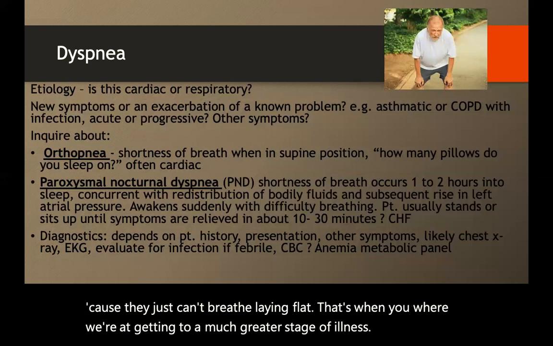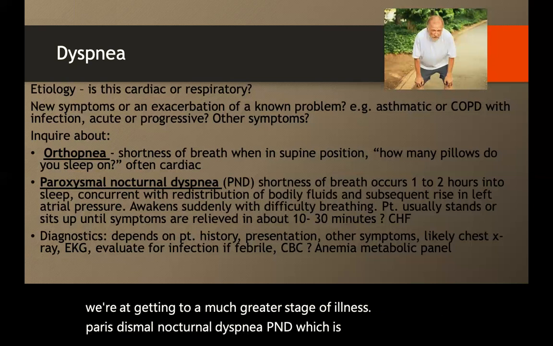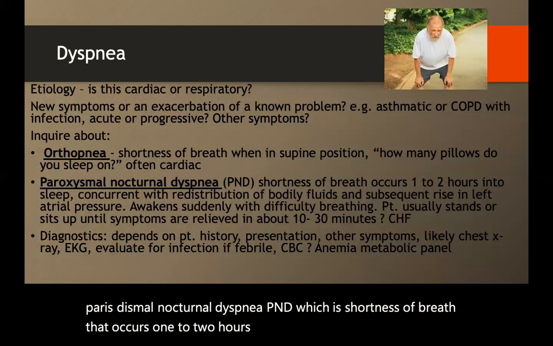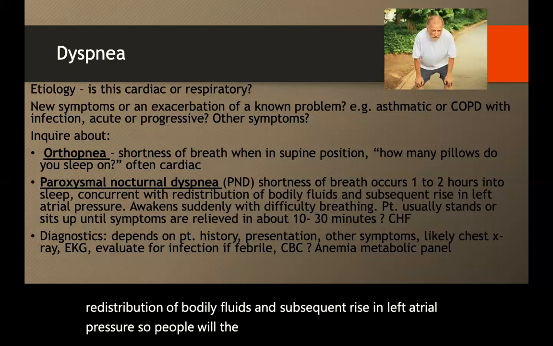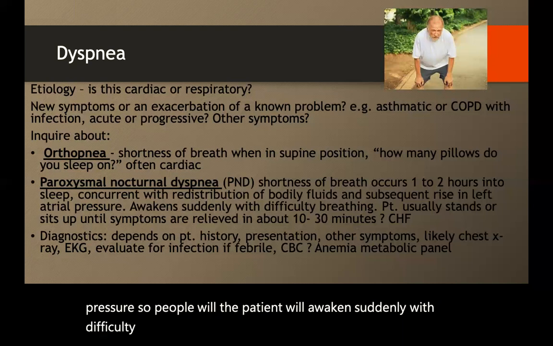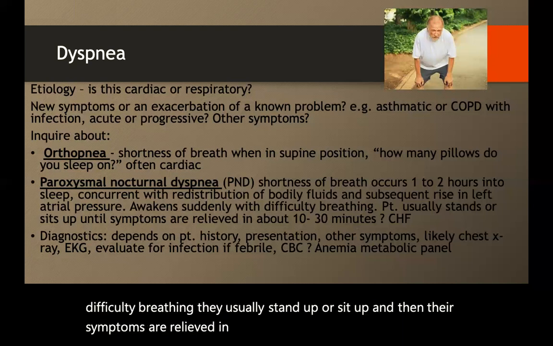Paroxysmal nocturnal dyspnea, PND, is shortness of breath that occurs 1 to 2 hours into sleep, concurrent with redistribution of bodily fluids and subsequent rise in left atrial pressure. So the patient will awaken suddenly with difficulty breathing. They usually stand up or sit up, and then their symptoms are relieved in about 10 to 20 minutes.